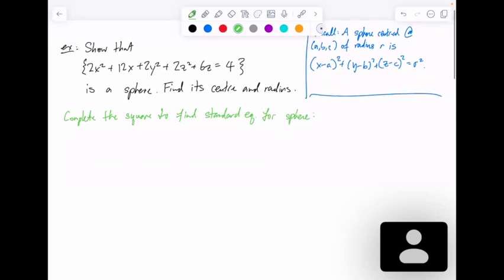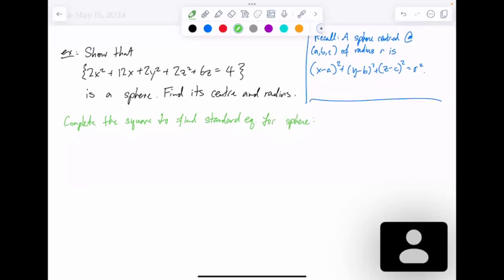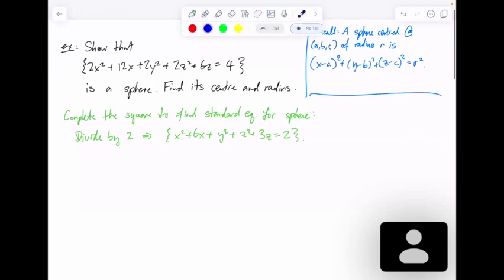Complete the square to find the standard equation for a sphere. So let's walk through how we complete the square here. First, let's divide everything by 2, because if you satisfy this equation, dividing both sides by 2, you're going to satisfy the new equation anyway, and it just simplifies the coefficients. Dividing by 2 gets you the following equation: x squared plus 6x plus y squared plus z squared plus 3z is equal to 2. That's just dividing both sides by 2, and you're allowed to do that. You're really not changing the equation you're looking at.